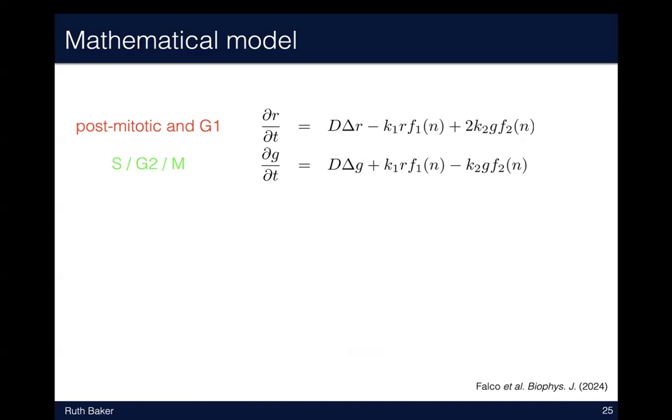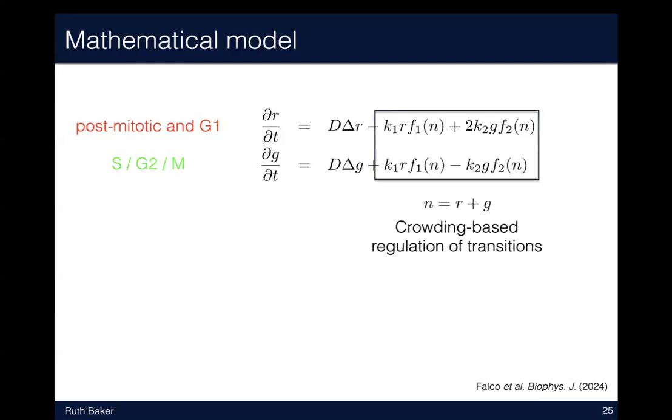So you have a basal rate of moving from G1 to SG2M, which is k1, and a basal rate k2 of going from SG2M back into G1 with a cell division. And those basal rates can effectively be perturbed by a crowding function. There are two crowding functions, F1 and F2, and they just depend on the total cell density.